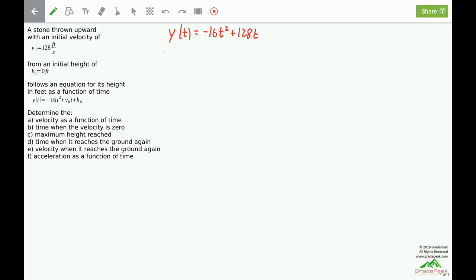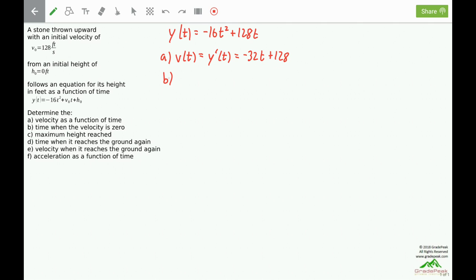For part A, we're going to determine the velocity as a function of time. The velocity as a function of time is the derivative of the position as a function of time. The derivative of the first term is the power rule: bring down the power, 2 times the negative 16, negative 32 t, and subtract 1 from the power. The second term is a constant times t, so the derivative will be the constant. There's our velocity as a function of time.